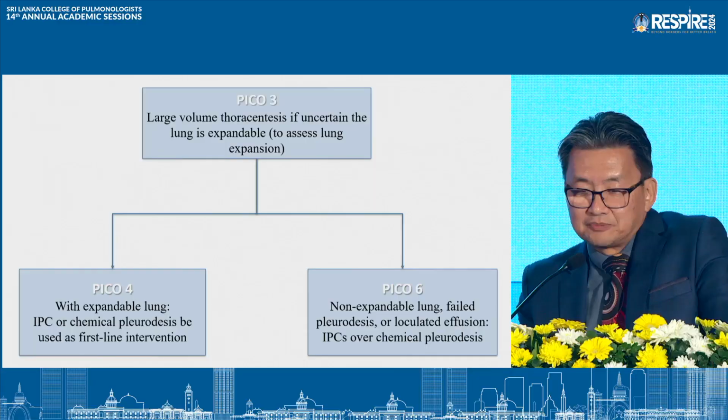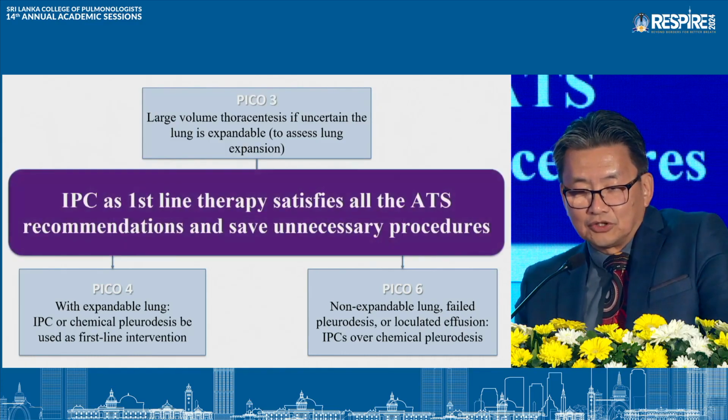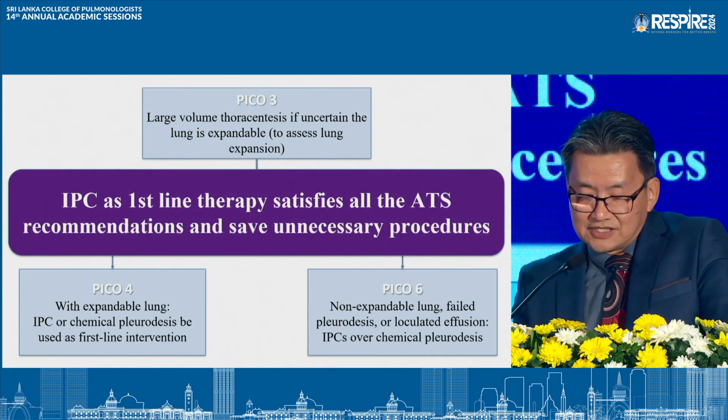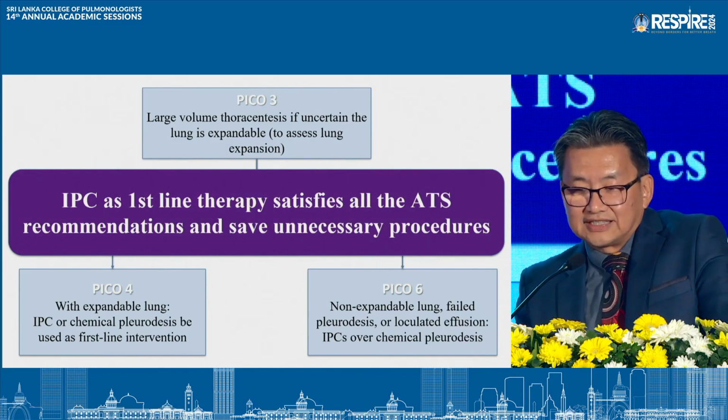This is the latest ATS guidelines for malignant pleural effusion. In PICO 3, it says that you need to have a large volume thoracentesis to see if the lung is trapped. And if the lung is trapped, PICO 4 says that IPC or chemical pleurodesis can be first line. And PICO 6 says that if the lung is trapped, then IPC is better. So using the protocol that I just described to you, with IPC as the first line, it would simplify things a lot and satisfy all these ATS recommendations.